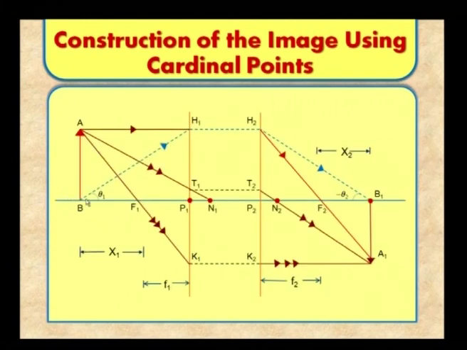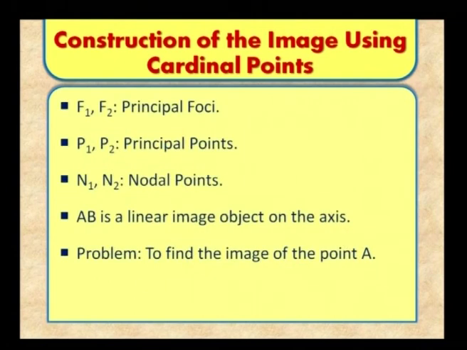AB is the object. Now, what is the problem? Our problem is to obtain the image. So, the problem is to find, for the object AB, where is the image? To start with, for the point A, where is the image?